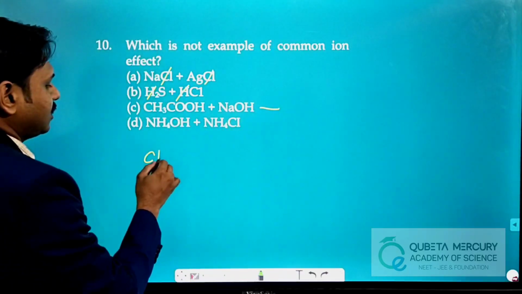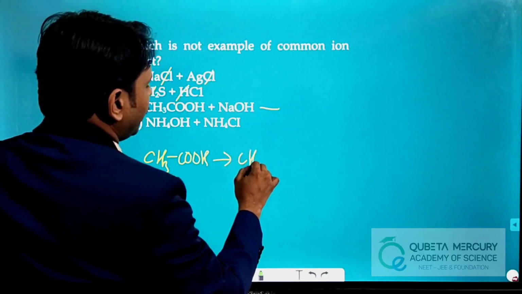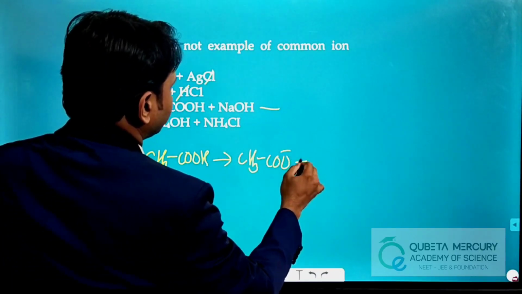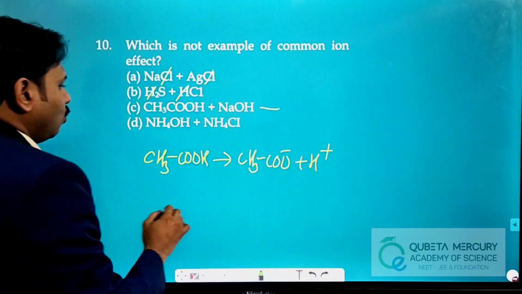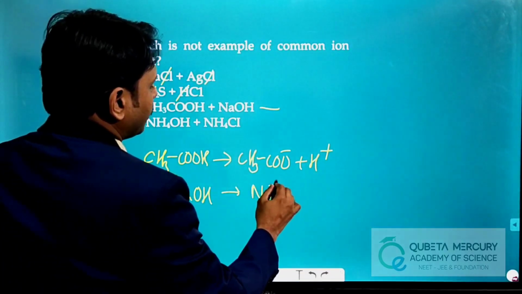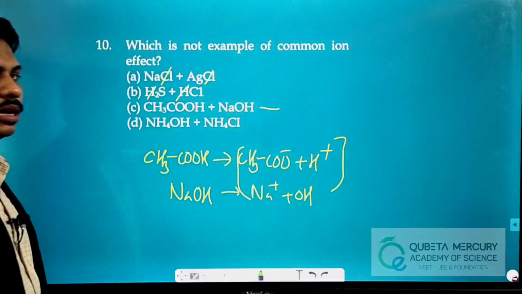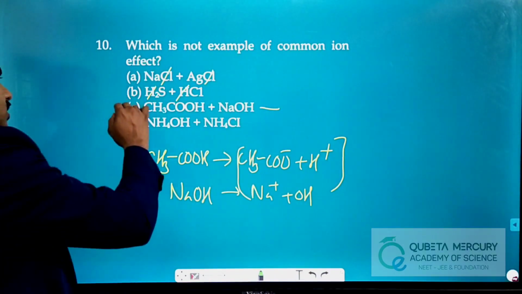Ionization of CH3COOH will result in CH3COO minus and H plus, while NaOH will result in Na plus and OH minus. No common ion is found in this example. So this is the right option.